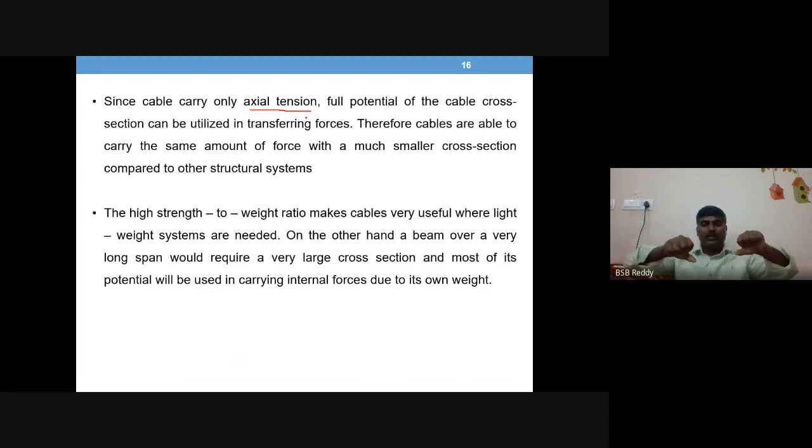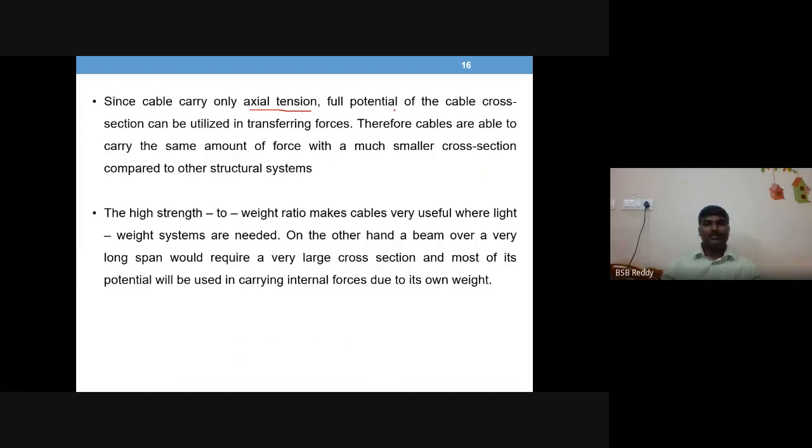Okay, so you can have appreciable resistance when you try to pull it, but if you try to compress it, you can easily do it because there is no resistance. If you want to bend it, it will easily bend, so there is no resistance to bending. Likewise, only axial tension is possible to develop in a cable. That's why, when only axial resistance is possible, the full potential of the cross section can be utilized.